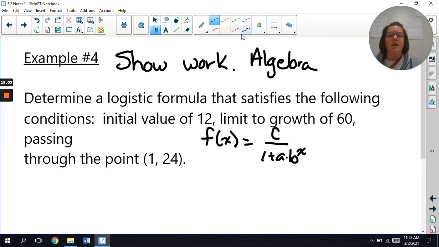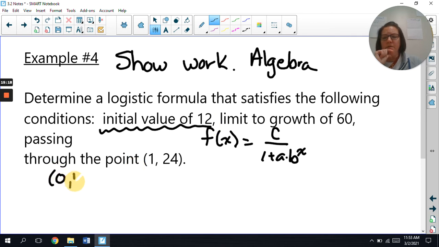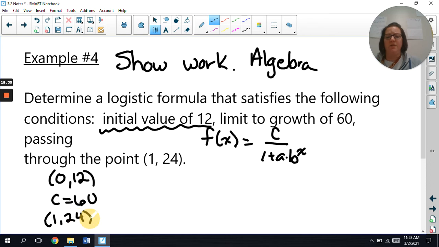So again, we have three unknowns: C, A, and B. So we need three things to help us find those three unknowns. And we do have them. We have the initial value, which is written as (0, 12), like your y-intercept. We have your limit of growth, which again is your C value. And then we have this other point that the graph goes through. So those are our three things that will help us solve for our three unknowns.